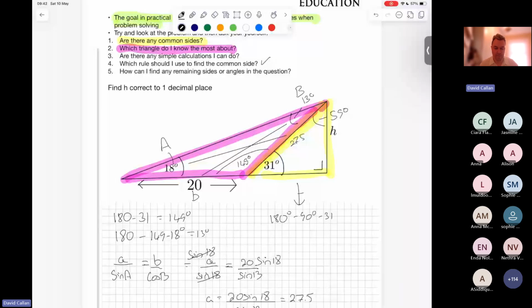Now, I don't know about you guys, but my fifth years just tend to not use SOHCAHTOA and just always go for sine rule, which I don't disagree with because you can use sine rule in both right and non-right angle triangles. So I think in their minds, they're just like, hey, it's a one-stop shop. It'll do it all for me. So I don't mind it, but SOHCAHTOA is just a little bit quicker, to be honest.